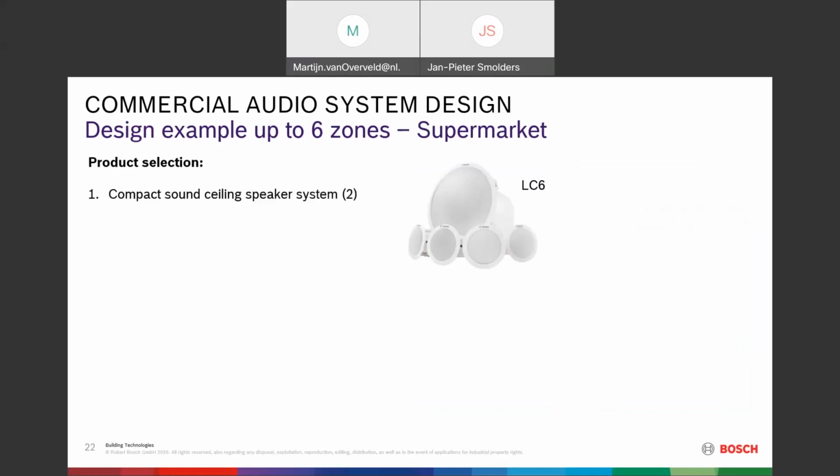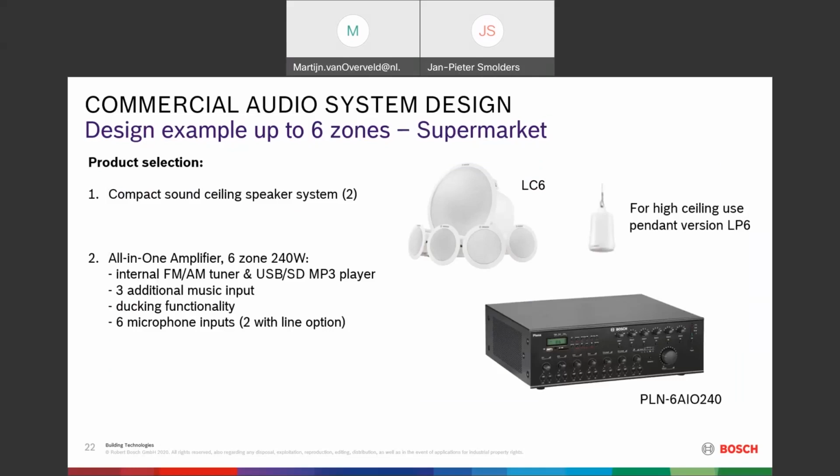The product we select for this is the LC6 compact sound system. So we are going to use the subwoofer with 4 satellites, and we use 2 of them. And there's also a possibility to use this satellite speakers independent version, but we've chosen the ceiling version.